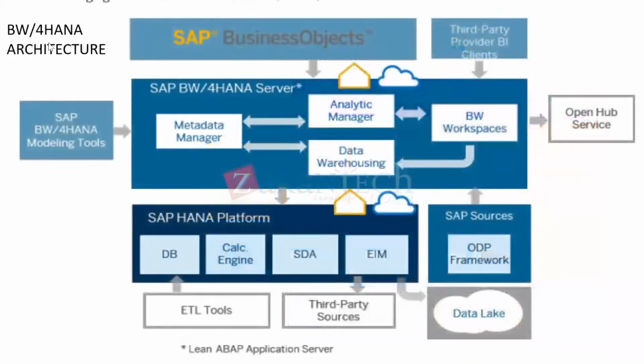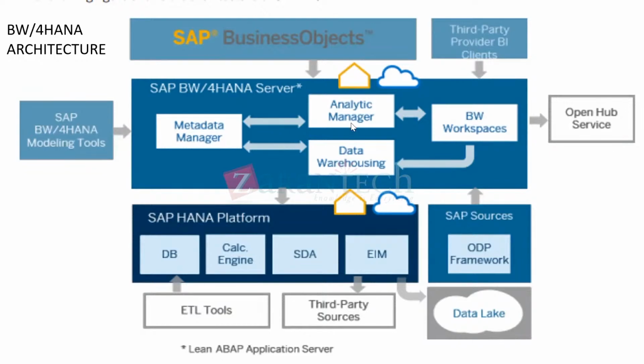Later we will go through some other stuff, BW for HANA architecture. Again, ETL tools, third-party sources. We bring the data to the HANA database. We have some data extraction mechanisms, remote data extraction using the virtual data mechanism called Smart Data Access. We have Enterprise Information Management, a framework to extract the data from SAP source systems, which is the ODP-based framework, Operational Data Provisioning. And then we have the mechanism to store the data in the BW system.